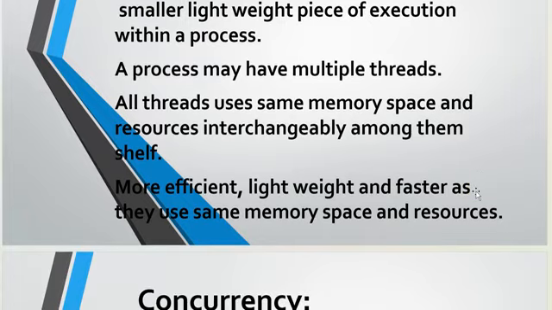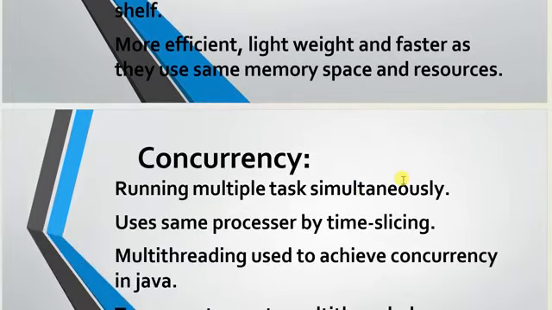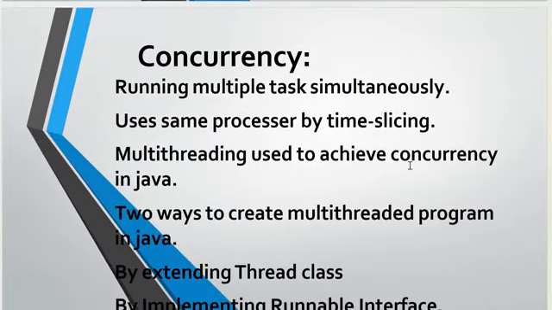So a thread is more efficient, lightweight, and faster, as threads use the same memory space and resources. The total time taken by one process will be less, as multiple tasks will run simultaneously.